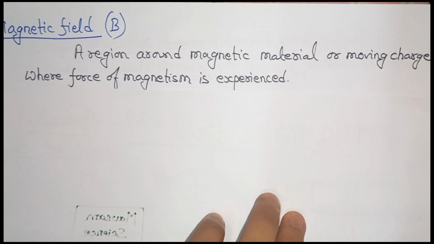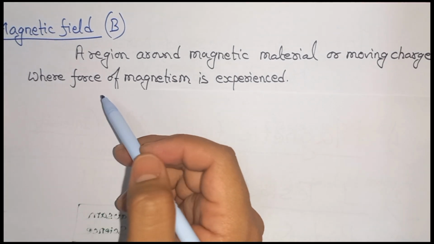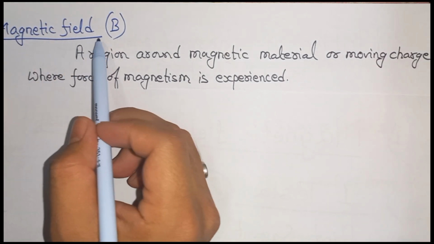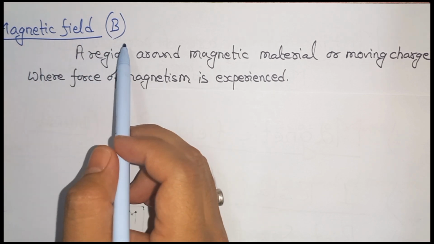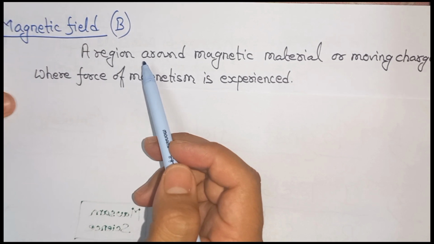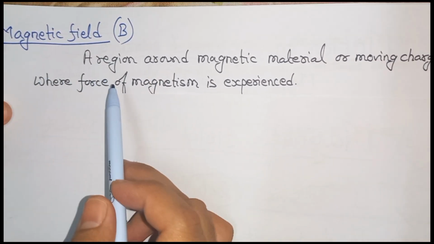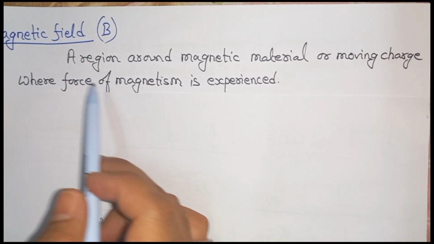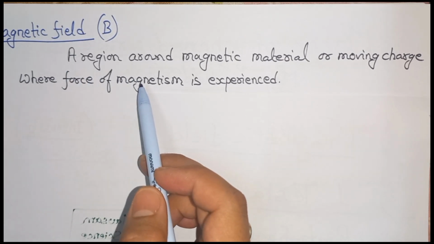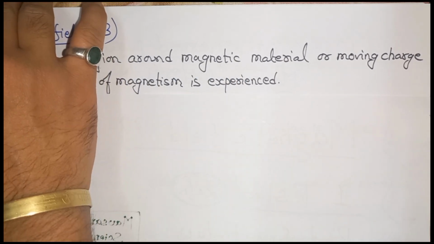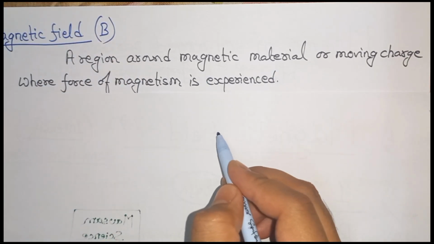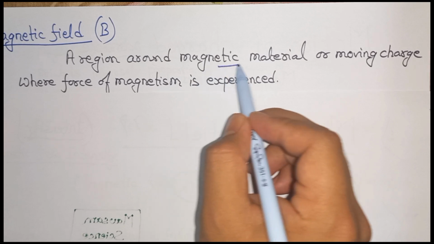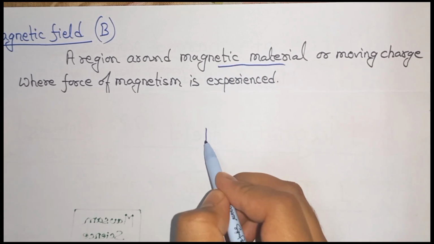The first one. Let me read this out, and after that I'll explain each and every point mentioned over here. Magnetic field is represented by the letter B. Magnetic field is defined as a region around a magnetic material, suppose a magnet or a current carrying conductor. Let me talk about the magnetic material first. What type of material will be magnetic?